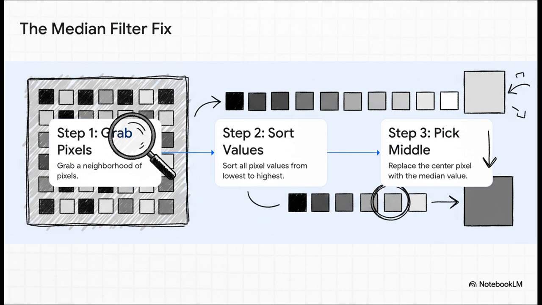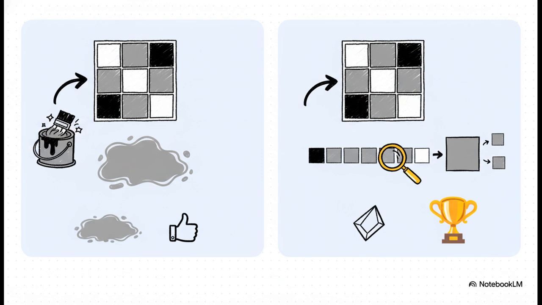The logic here is just so elegant. Instead of averaging, it grabs a bunch of pixels, lines up their values from darkest to brightest, and then just picks the one right in the middle. Those extreme black and white pixels from the noise get pushed all the way to the ends of the line where they're completely ignored. Genius. So let's put them head to head.